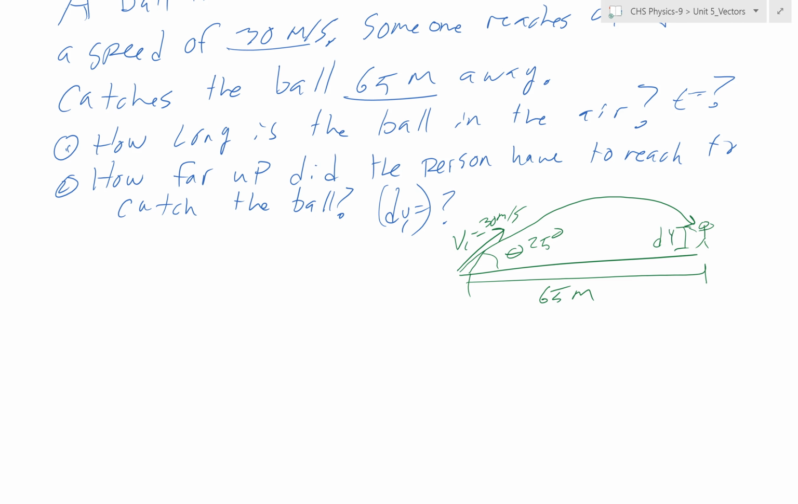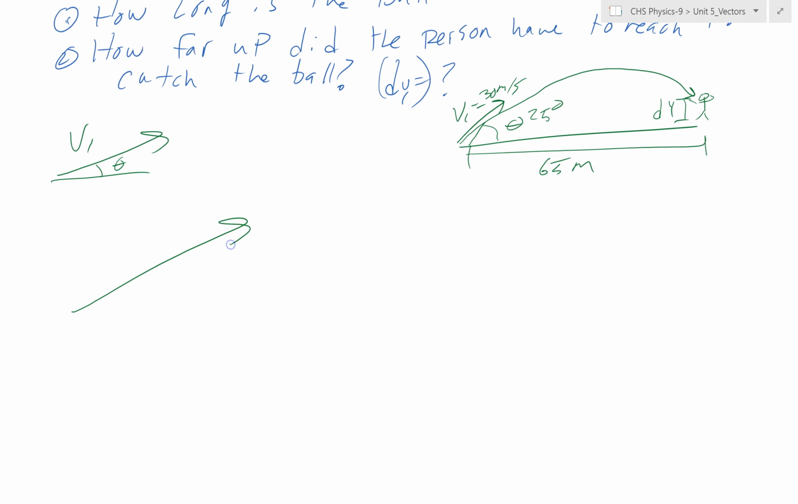Whenever you see something like this, where you've got v1 and an angle, 100% without a doubt, the first thing you should do is split that into x and y components. The way we're going to do that is like this. We've got our 30 meters per second here, the x direction, and the y direction. The angle is 25 degrees.